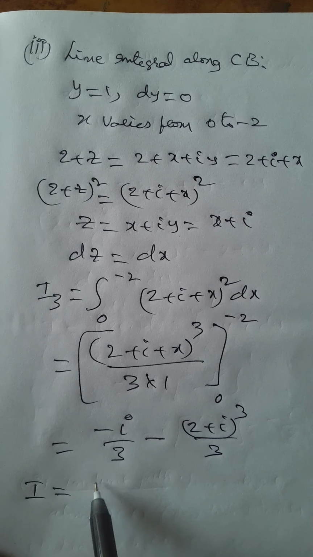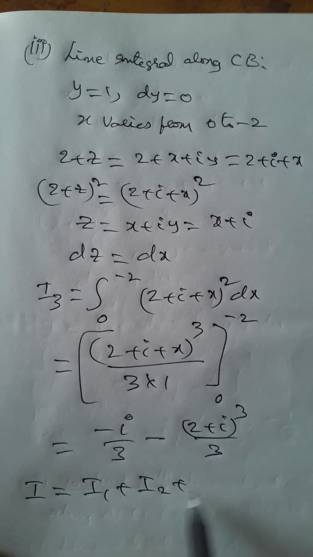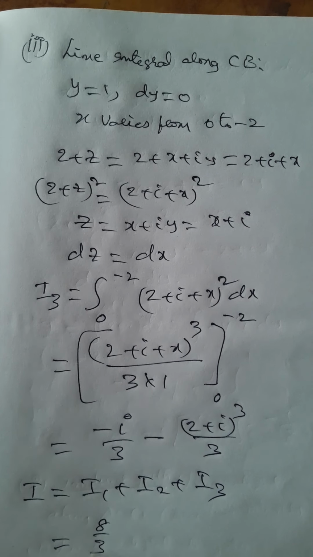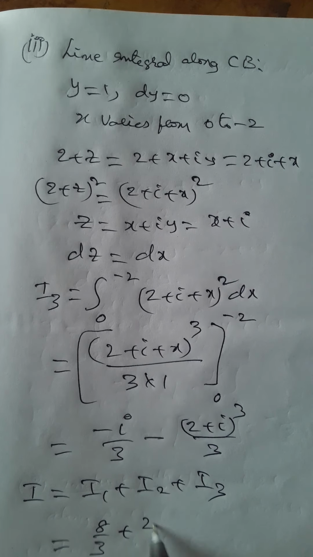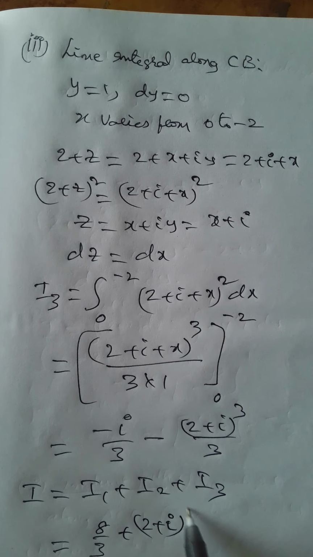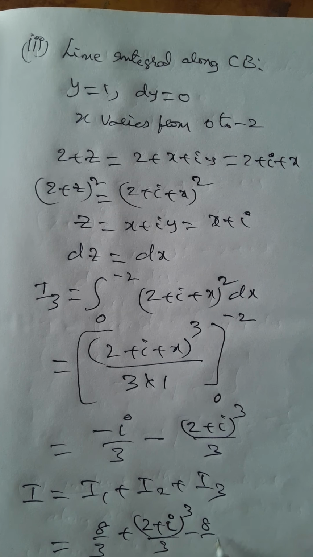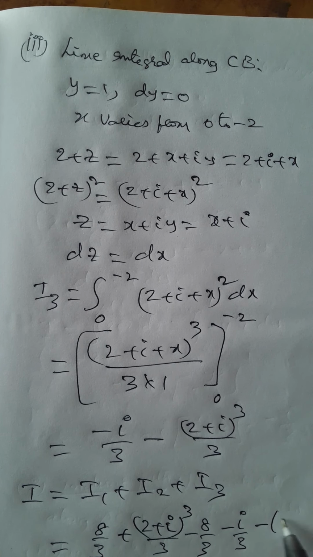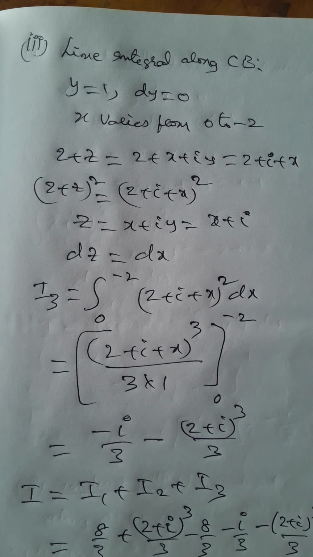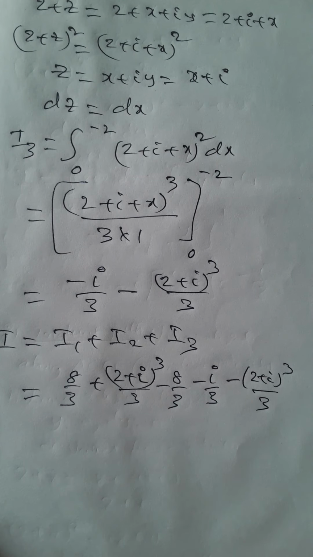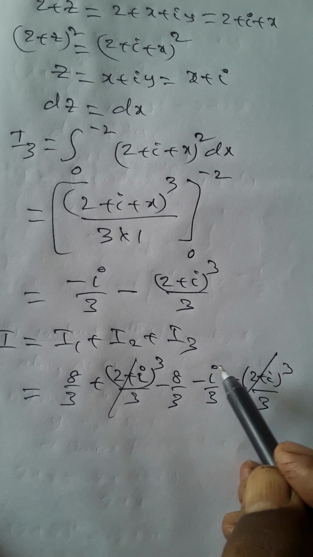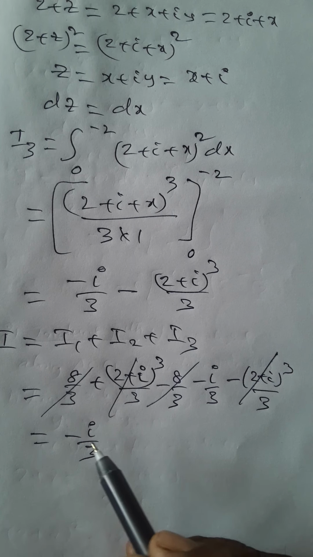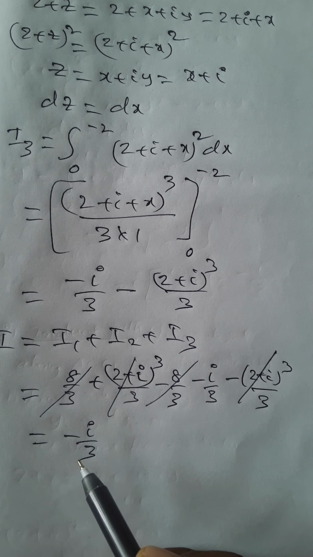Therefore, I is equal to I1 plus I2 plus I3. Your I1 is 8 by 3. I2 is 2 plus i whole cube by 3 minus 8 by 3. I3 is minus i by 3 minus 2 plus i whole cube by 3. So these cancel, leaving minus i by 3. In the indirect path also we get the same value.